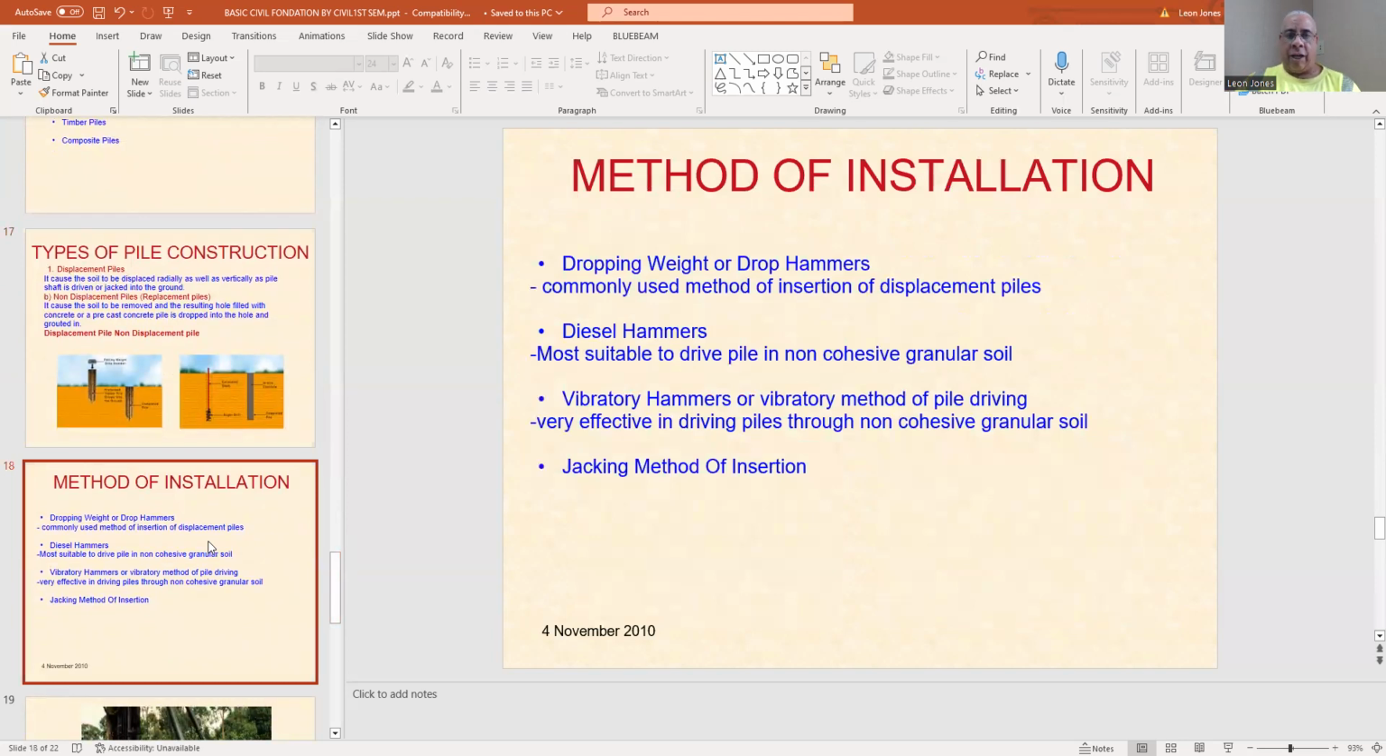Method of installation. I just told you before, generally when they install piles, they use what we call a weight or drop hammer. That's the most commonly used method of insertion of displacement piles. Then you have diesel hammers, most suitable to drive piles in non-cohesive granular soil. Then you have vibratory hammers, or a vibratory method of pile driving, which is very effective in driving piles through non-cohesive granular soil. Then there's the jacking method of installation.